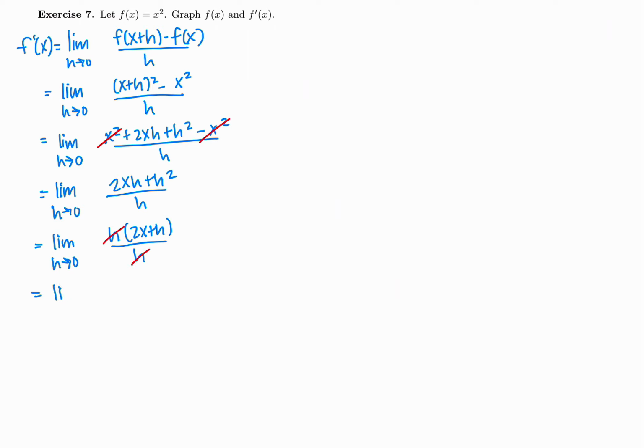So I'm finding the limit as h goes to 0 of just 2x plus h, which, if I let h go to 0, I'm just left with 2x. So my derivative, my slope, my f prime of x is 2x. So let's graph both of these at the same time.